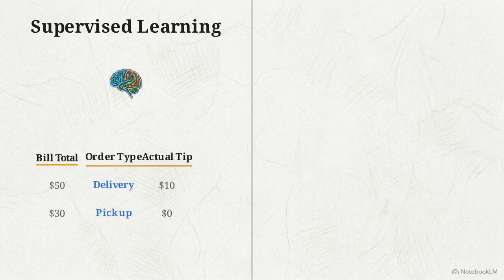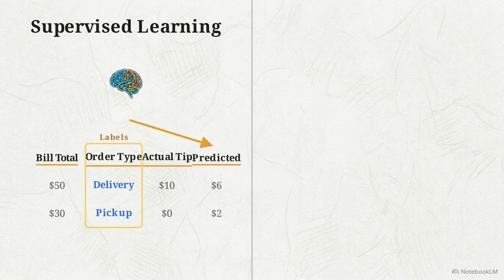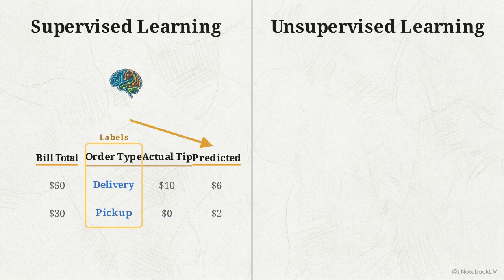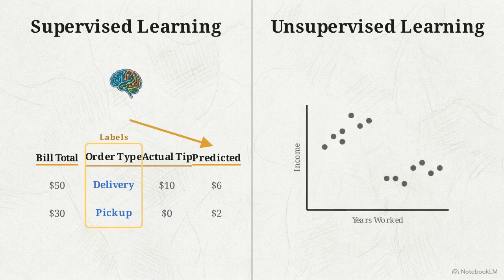This split screen shows the first method, supervised learning. Here, human operators feed the algorithm clearly labeled data. For instance, we track historical restaurant bills, explicitly labeling whether each order was for pickup or delivery to predict the final tip amount. The second method is unsupervised learning.